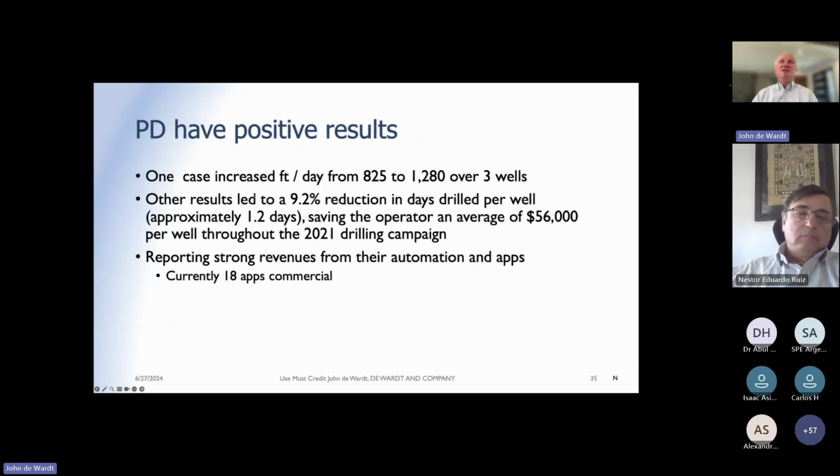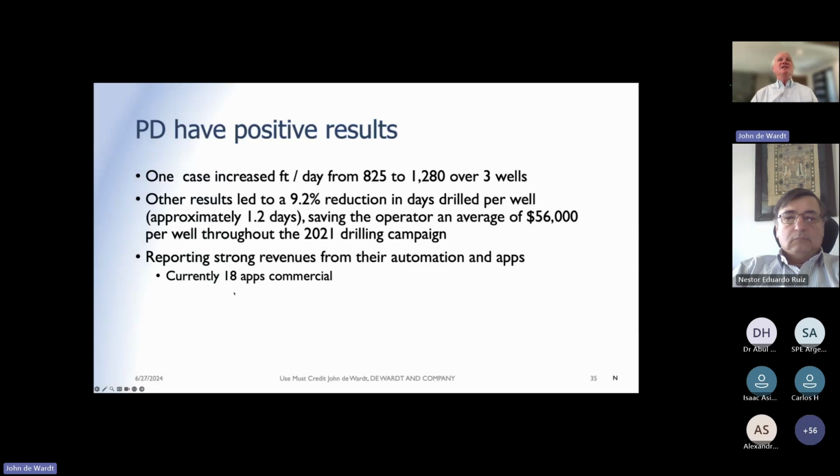They published some really positive results. A lot of people are not putting out a lot of their results except about consistency of operation. And in one case, they increased feet per day from 825 to 1,280. That's about a 50% improvement over 3 wells. And in others, they led to a 9.2% reduction in days drilled. Reported that they achieved that in 2021.